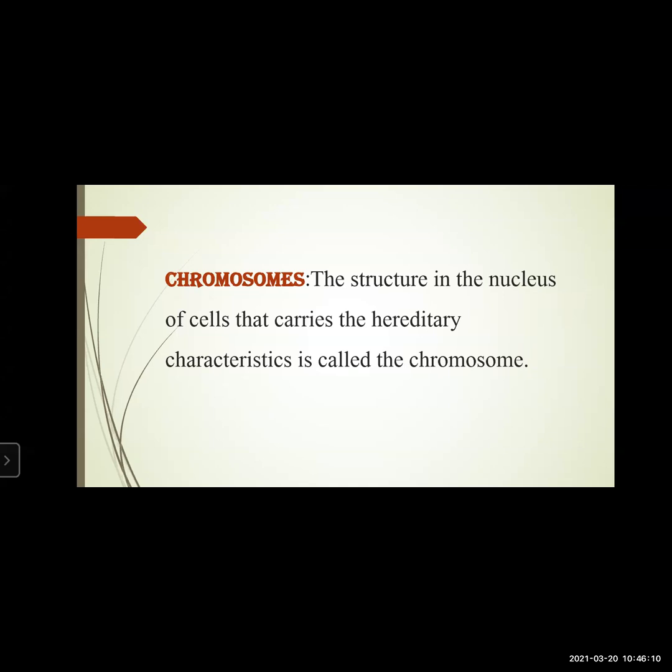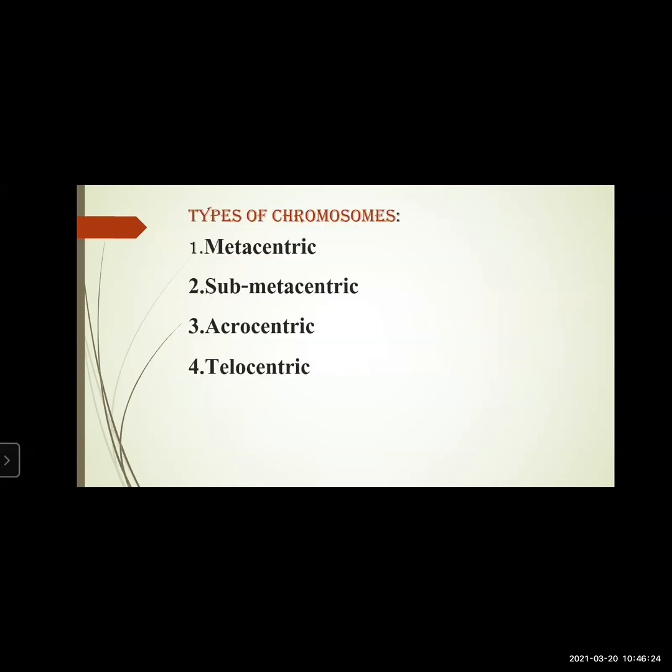We know that there are two arms to the chromosome, P-arm and Q-arm, and a centromere is also present. So depending upon the position of the centromere, there are four types of chromosomes: metacentric, submetacentric, acrocentric, and telocentric. What is metacentric? When the centromere is exactly at the midpoint in the chromosome, that is called as metacentric chromosome. It looks like the English letter B, isn't it?